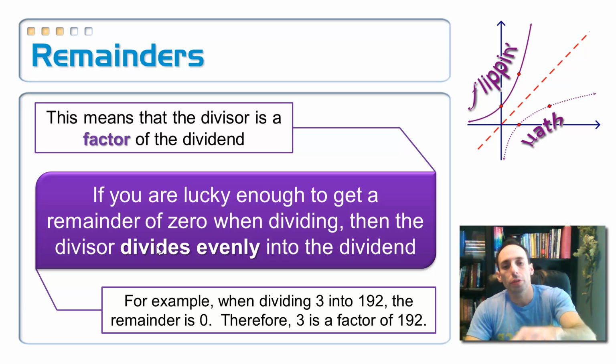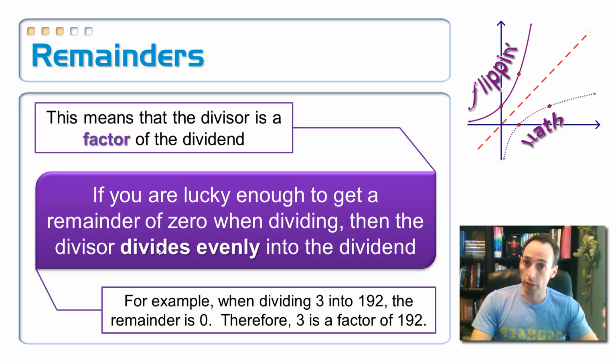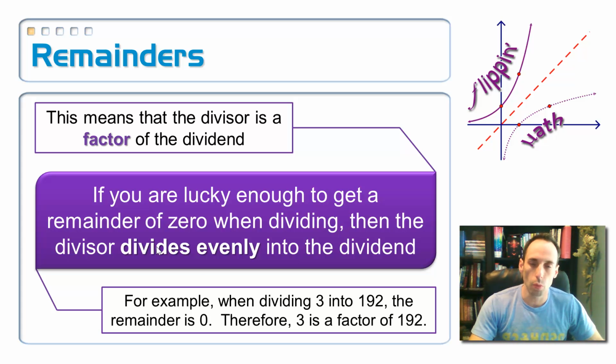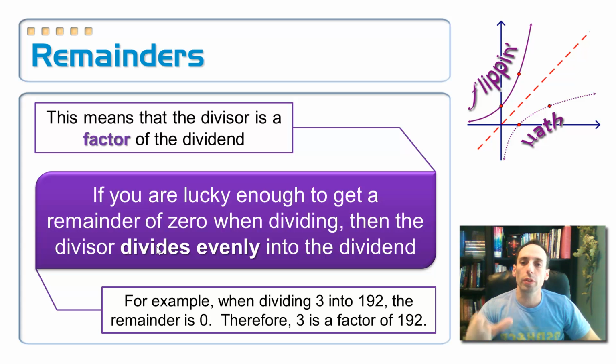If I were to divide 3 into 192, I'd have a remainder of 0. This means that 3 divides evenly into 192. It also means that 3 is a factor of 192. Since it is a factor, I can multiply 3 times some other number and get 192. All of these things are important. These are things that maybe you already knew, but they all apply to polynomial long division as well.